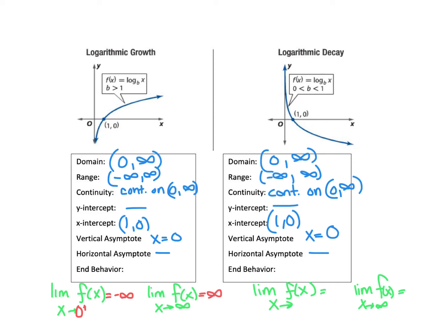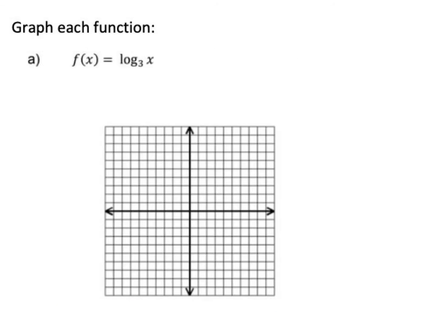So similarly with decay, again, we're approaching 0 on the positive side. This time the function's going up on the left and it's dropping on the right, so negative infinity on the right. So now let's practice doing some graphs.